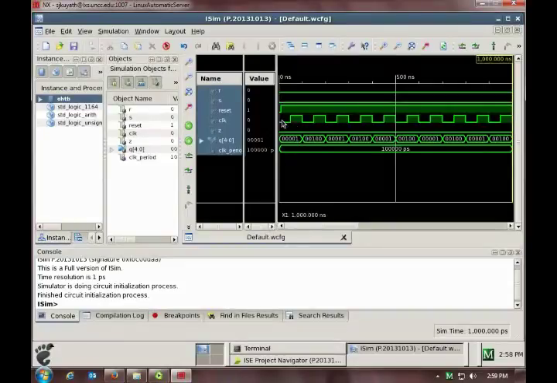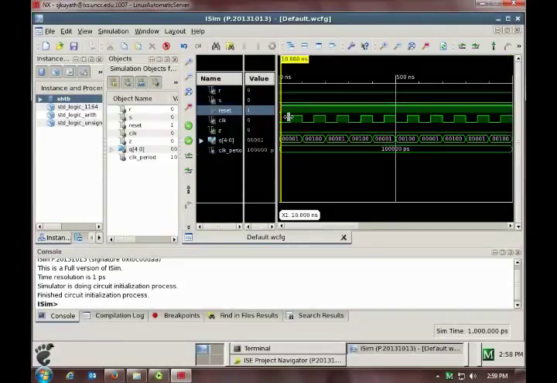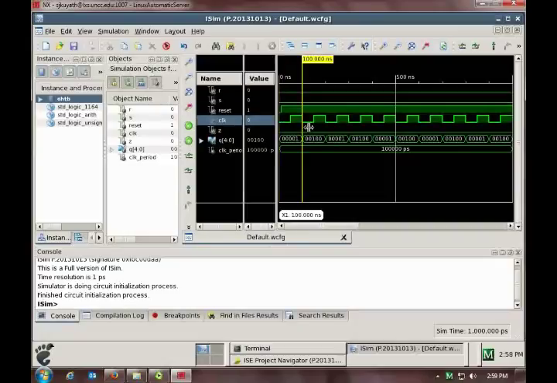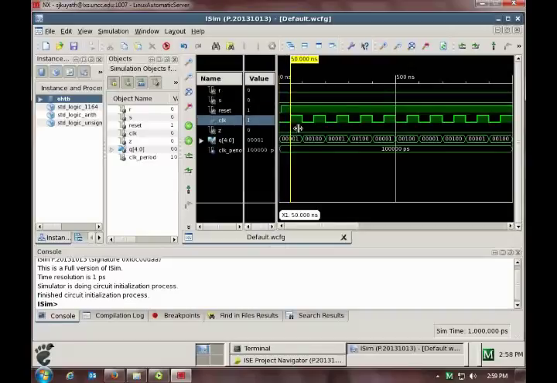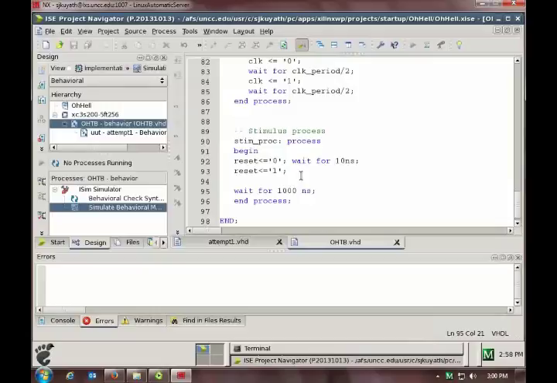And here I see 10 nanoseconds. The next negative transition is over here, which is at 100, which is 90 nanoseconds away. But what I really want to do is right here at 50, I want to make R go high, and I want to keep it high for 100 nanoseconds so that it's changing on the positive, but it'll see it during this negative.